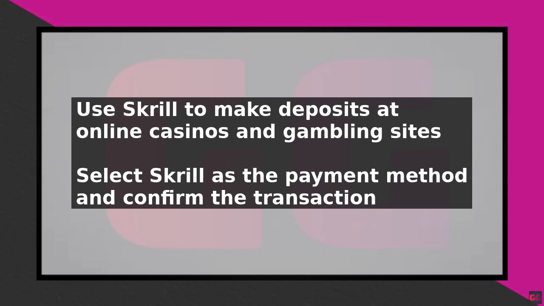To withdraw your winnings, go to the gambling site and click on the withdrawal button. Then select Skrill as your withdrawal method. The withdrawal process may take a few days, depending on the gambling site and Skrill's processing time.